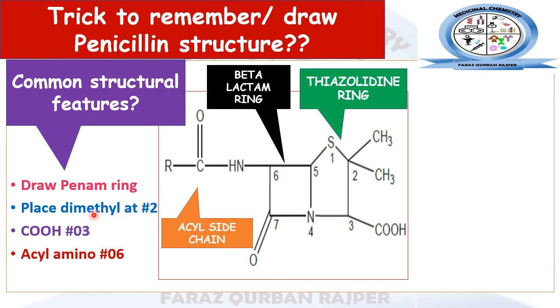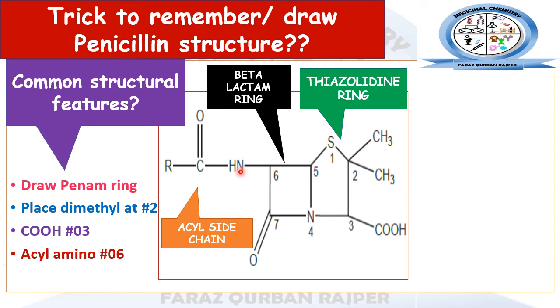In the next step you have to keep the dimethyl group at position number 2, like this. Over here at position number 2 the dimethyl group is present. The third point is you have to place the carboxylic acid group at the third position, and then you have to keep the acyl amino side chain at the 6th position, like this one. This is the amide linkage, that is the carbonyl group is directly bonded with the amino group. Clear? So these are the common structural features of any of the penicillins.